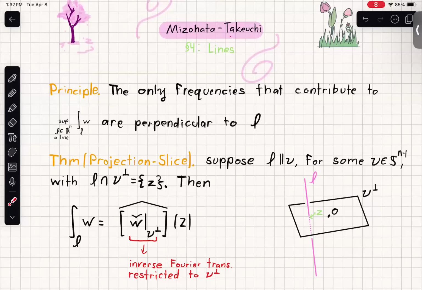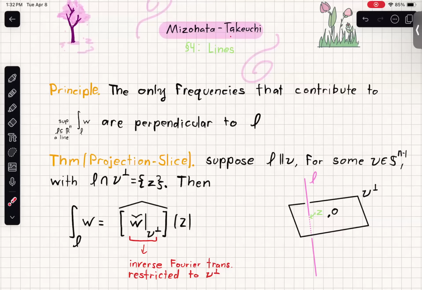Technically I think the projection slice theorem is a more general theorem than this, but the idea is that the only frequencies that are going to contribute to this quantity, looks like I ended up with an extra supremum there for some reason, are going to be perpendicular to L. So we can imagine that this is some line here, and this line is in the direction nu, and this plane is the perpendicular plane to nu. So you can imagine if we have a frequency that's over here, then this frequency is going to be constant along this line. And so those are going to be the only ones that matter.